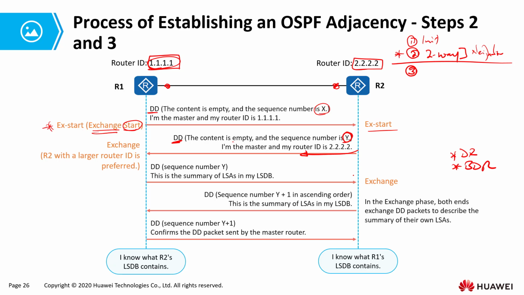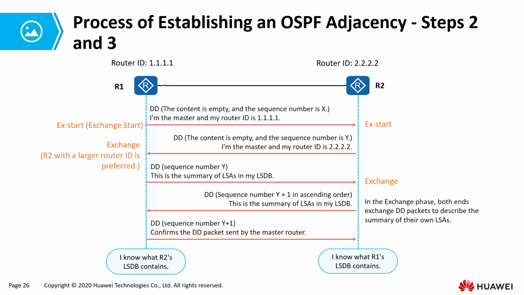Now, each router starts by assuming they're the master. How do they agree on the master? Well, they take the router ID. Whoever has the larger router ID is going to become the master. Whichever router has the larger router ID has higher priority of becoming the master. So in this case, it is true that router one started by saying, I am the master. Router two is also starting by saying, I am the master.